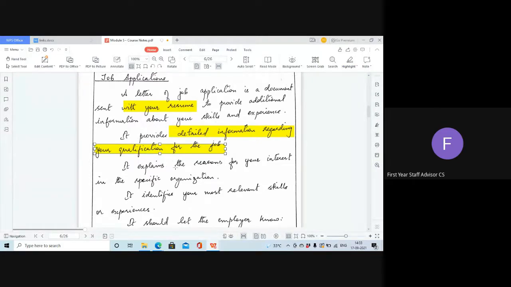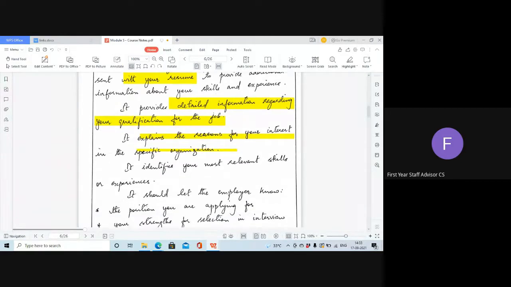There are certain points to be included in a job application letter. You have to include detailed information regarding your qualification for the job. Then you should explain the reason for your interest in that particular organization. Then it identifies your most relevant skills or experiences. If you have any experiences related to that particular job, that should be mentioned in the job application letter.